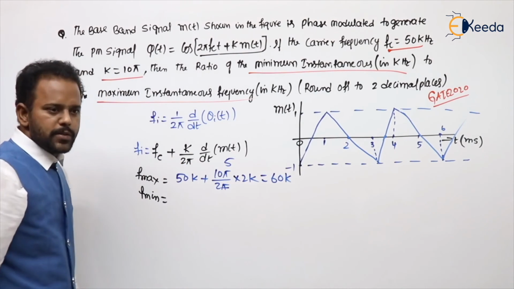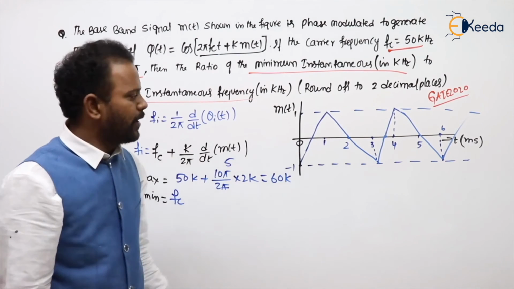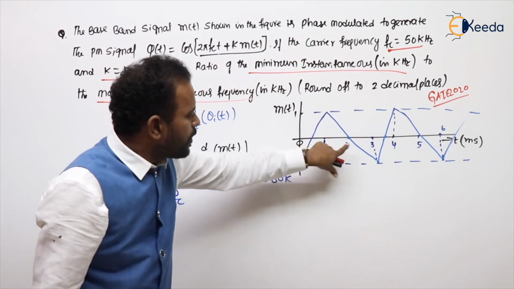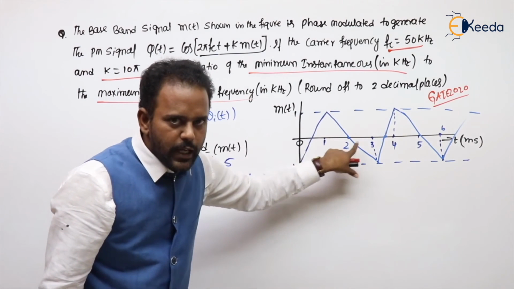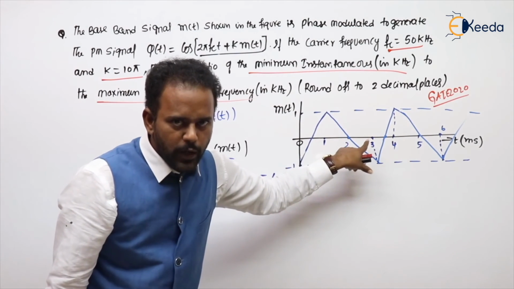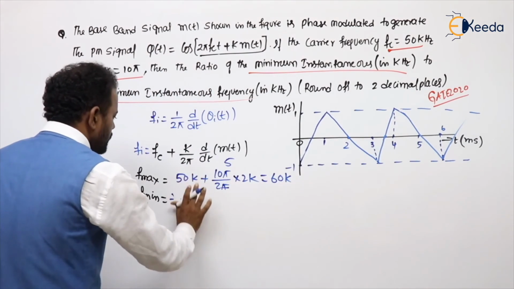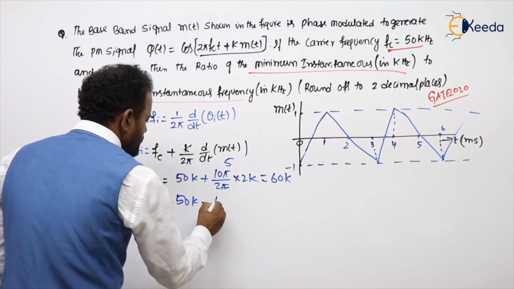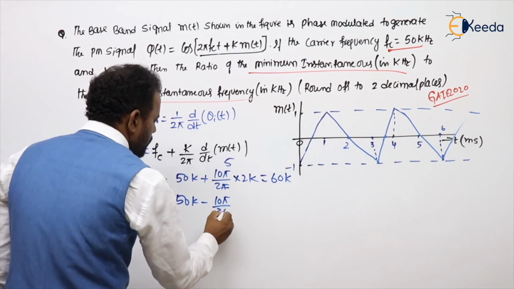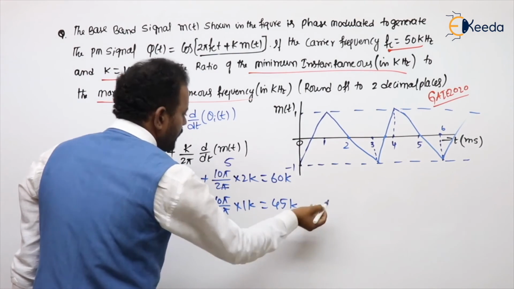What is F minimum, sir? Fc minus the negative slope, we have to take the minimum one. The decreasing one from 1 to 3. Change in y is the same, 2. Change in x is also 2 here. 2 by 2 is 1. 1 divided by milli means 1 kilo. So this value is 50k minus 10 pi by 2 pi into 1k. Then you will get 45k.